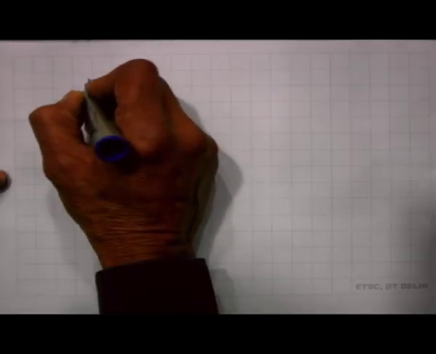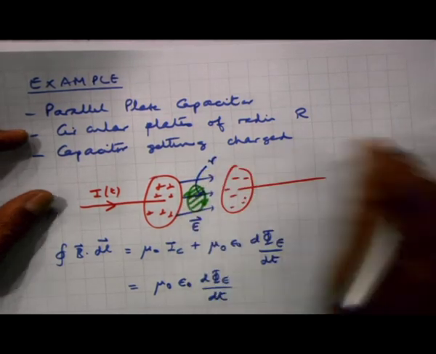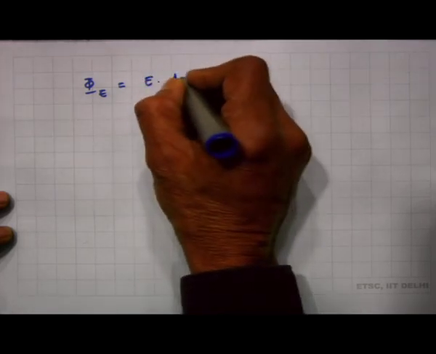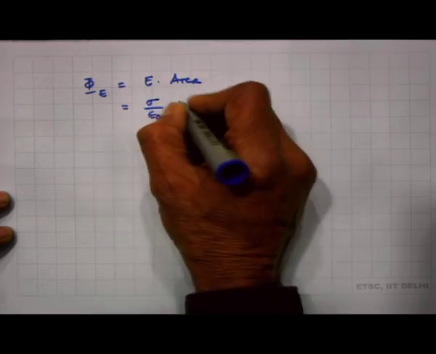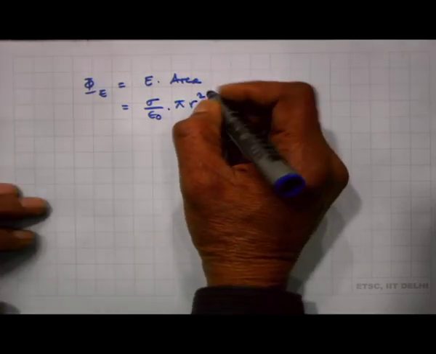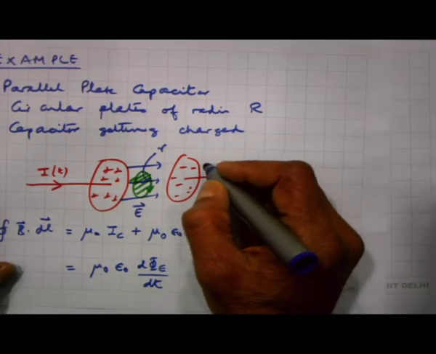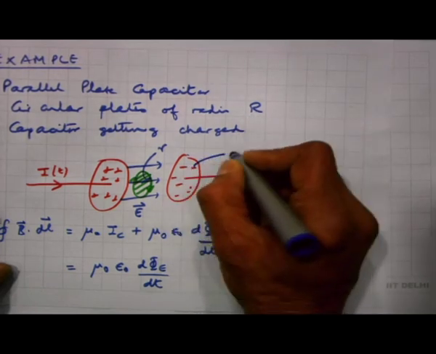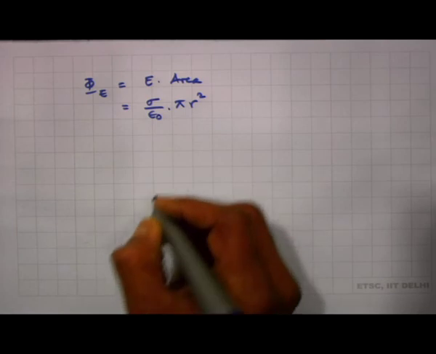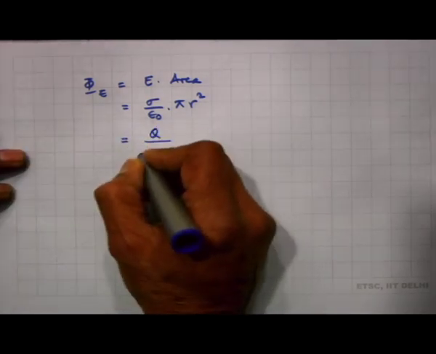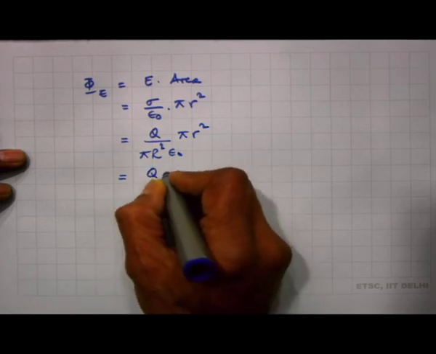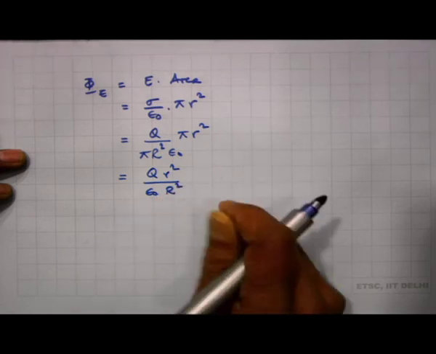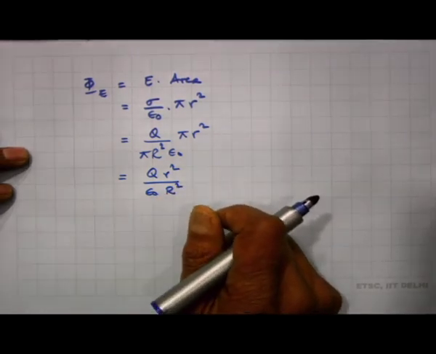First, what is the electric flux? Phi E is equal to the electric field into this area. Let me take an area of radius r. So electric field into area is sigma by epsilon 0 into pi r square. And what is sigma? The plates have a radius R, so the area is pi R square. So this is equal to q by pi R square epsilon 0 into pi r square, which is equal to q r square by epsilon 0 R square. That is the electric flux passing through this.